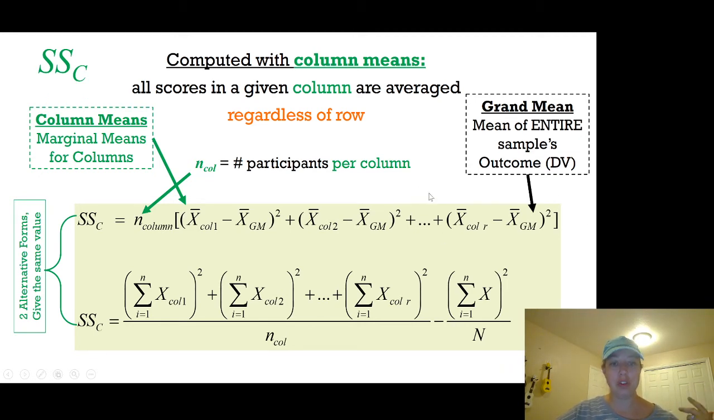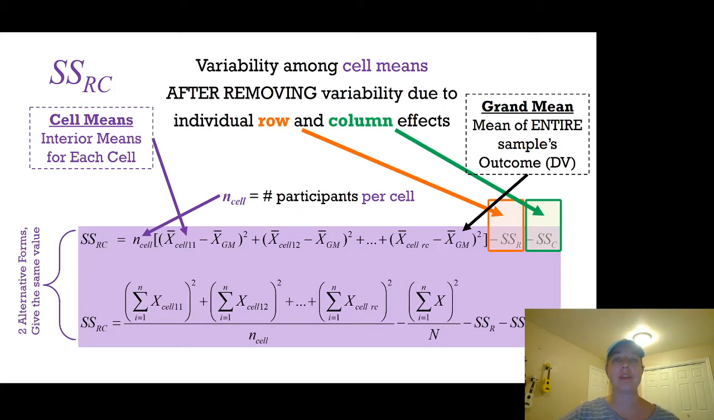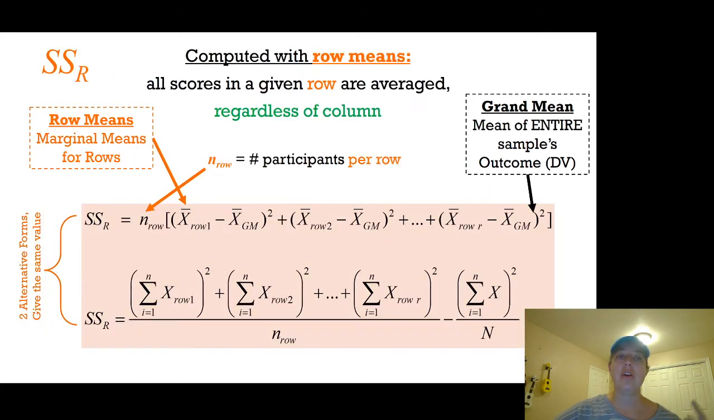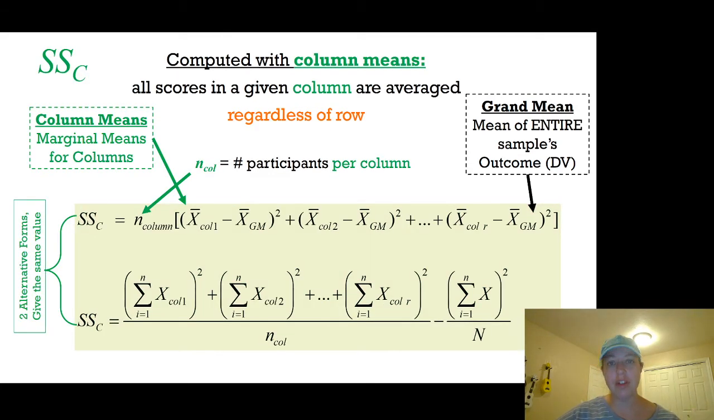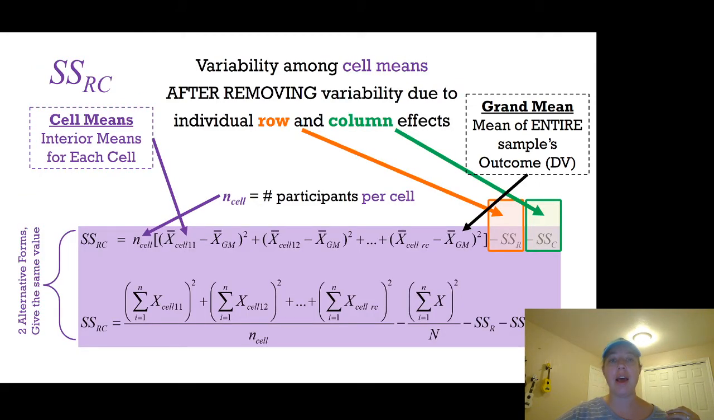So again, we have the two versions, the person, paper, pencil preferred method, and the bottom one, which is the computer preferred method. And then we have the row variable, which is looking at the row means collapsing across columns. The column variable, looking at the column means collapsing across rows. And then we have the interaction. And again, I'm not going to look at these formulas too heavily, but now we're looking at the cell means with the cell sample sizes and the grand mean.